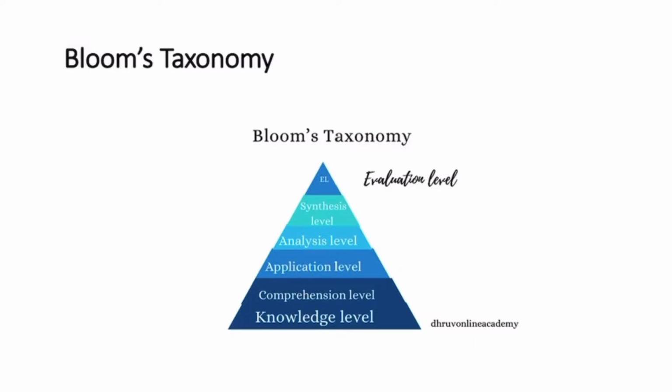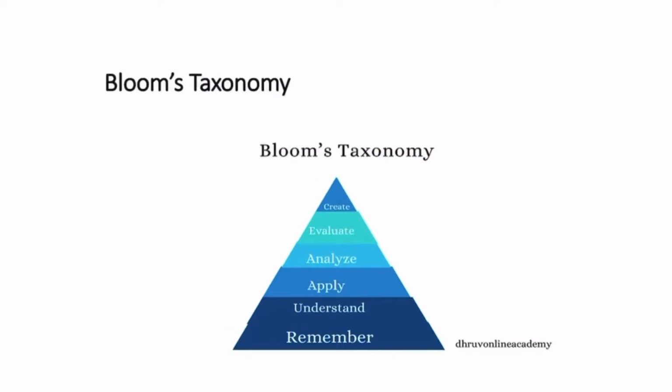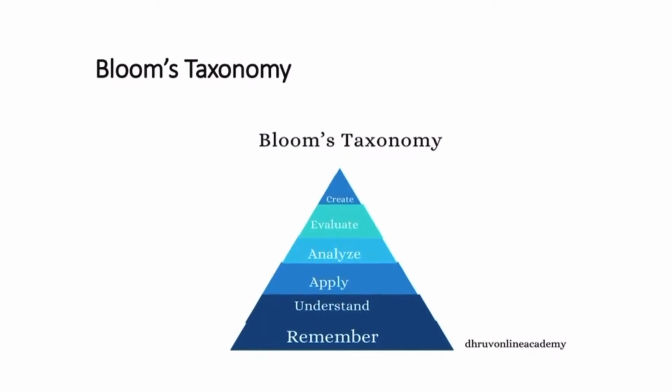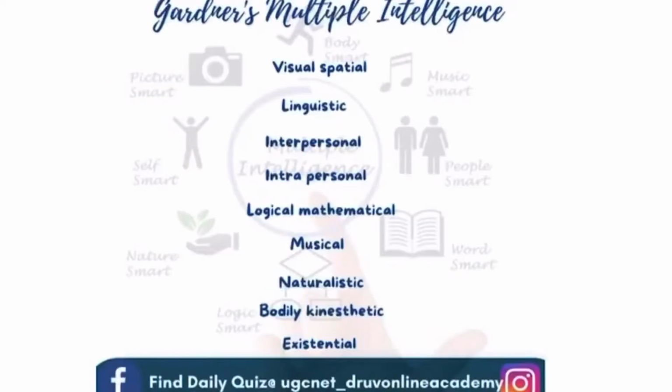Later on it was revised. You can see the revised version here. You can see that all the terms are changed for all 6 levels. And the major difference between the original version and the revised version is that in the original version, the highest outcome of learning is evaluation, and in this version, it is creation.